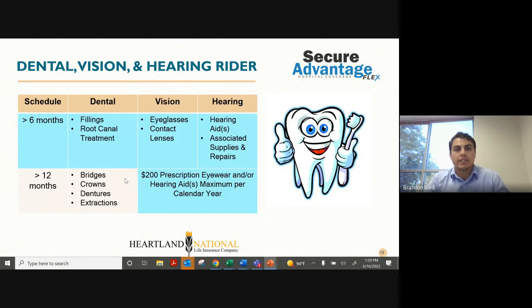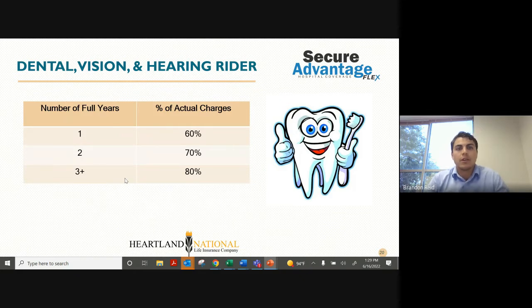So back to the dental vision hearing benefit. We do cover basic services after 6 months, including a $200 prescription eyewear or hearing aid maximum. Major services covered after 12. We'll notice here within year 1, we pay 60% of actual charges at the dentist, at the eye doctor, at the hearing specialist. $75 again on dental cleanings, $50 on the vision and hearing exams.